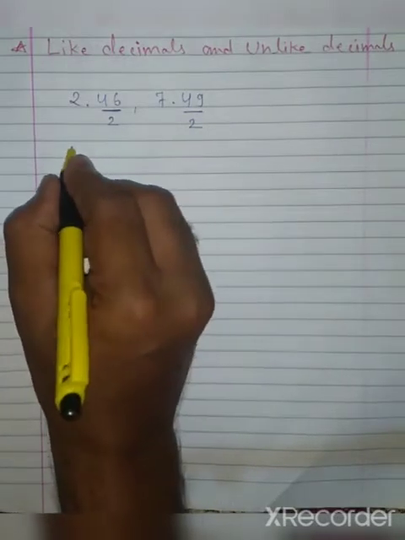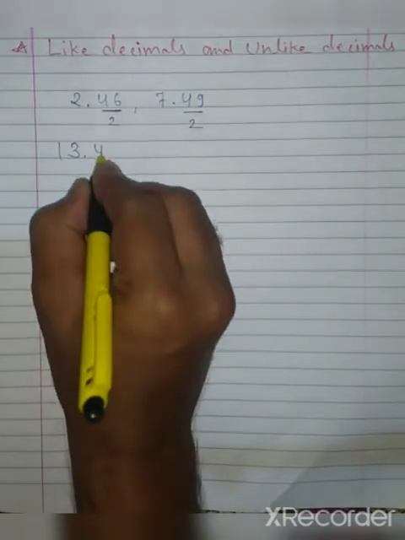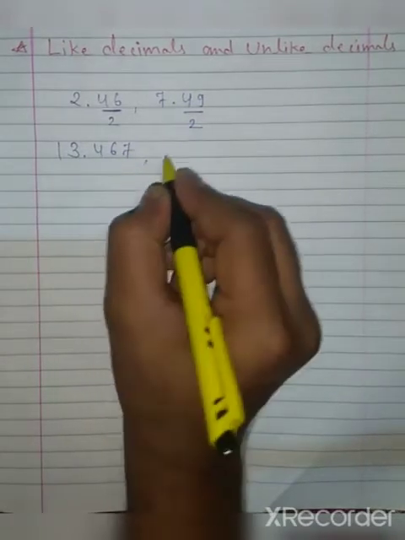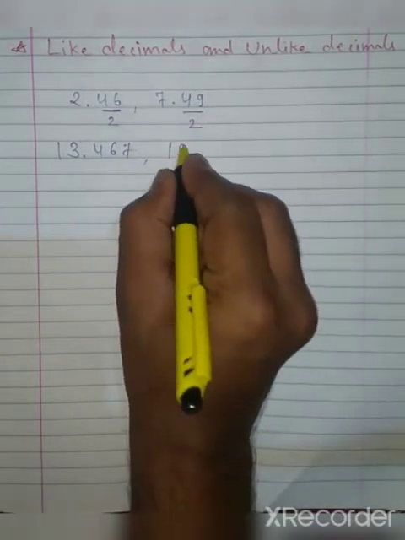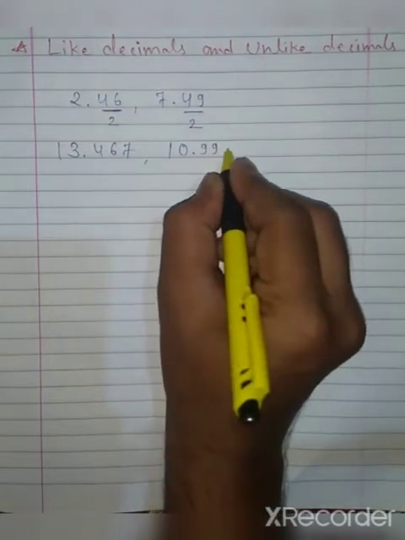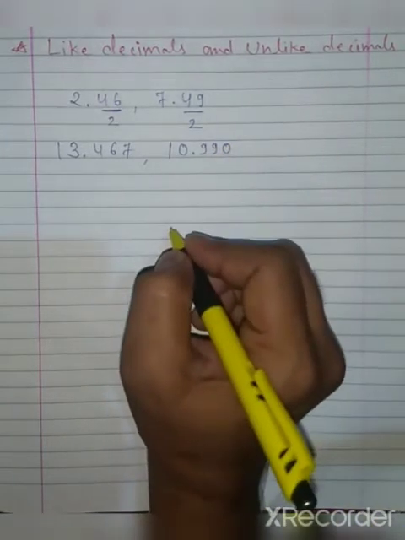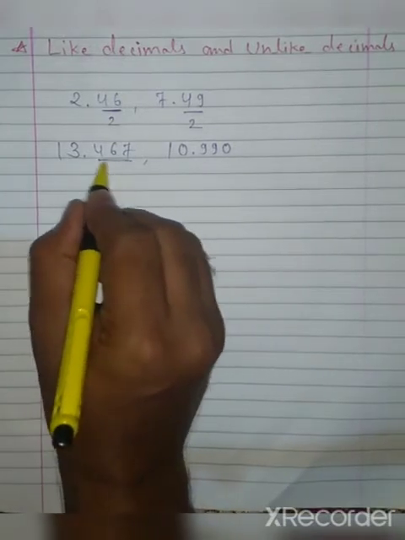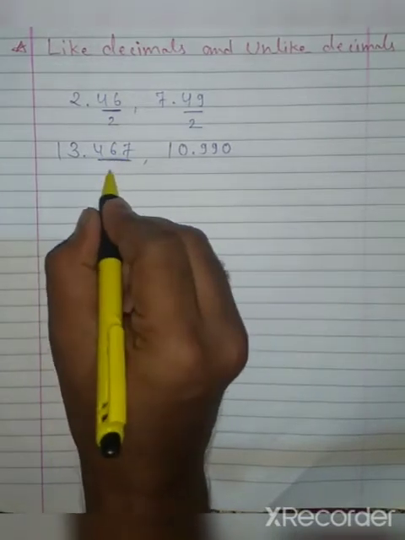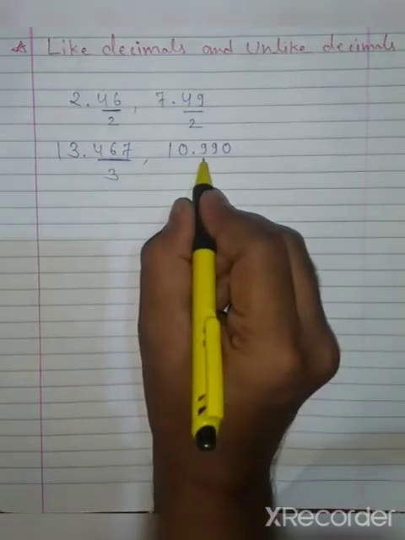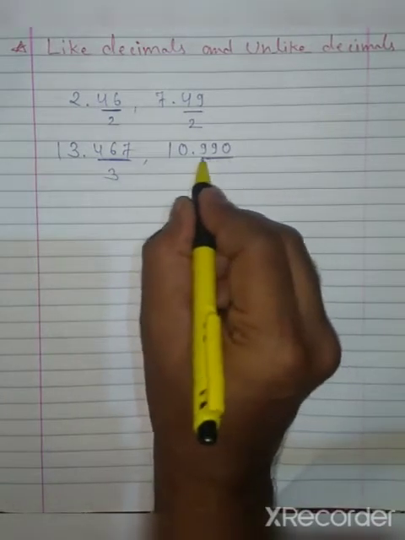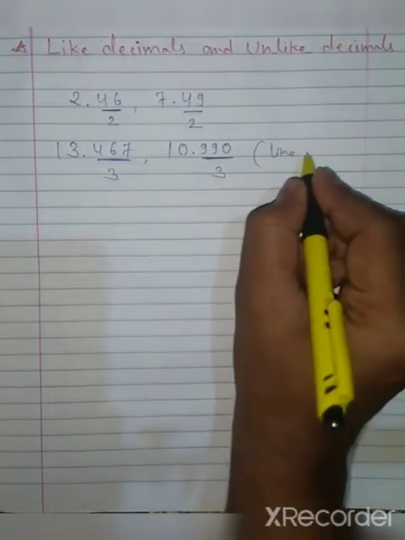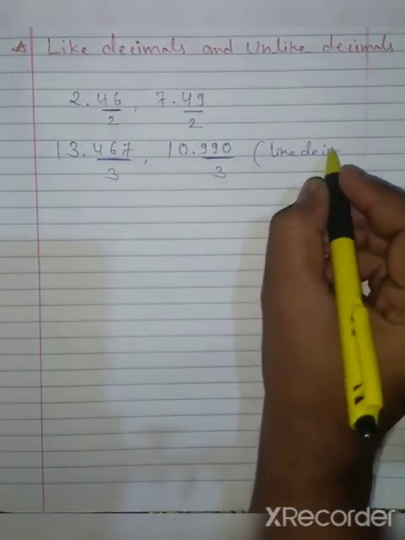Another example we'll take: 13.467 and 10.990. Here you can see the decimal places of the first decimal number: there are 1, 2, 3 decimal places, and here the decimal places are 1, 2, 3, again 3. So these are called like decimals.